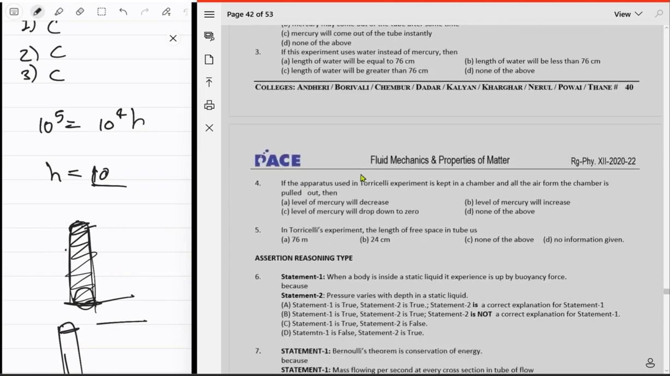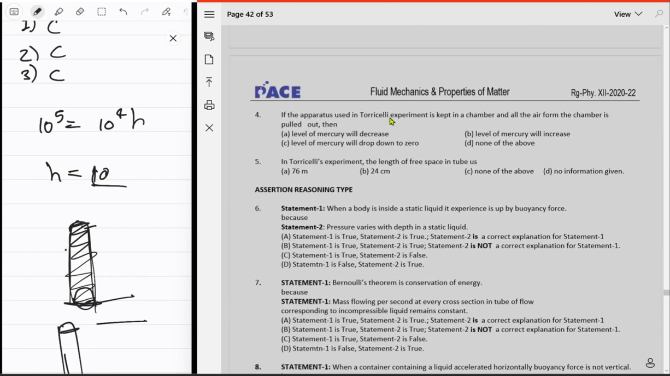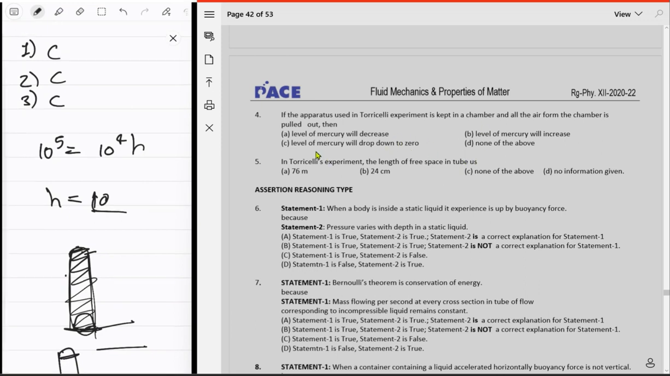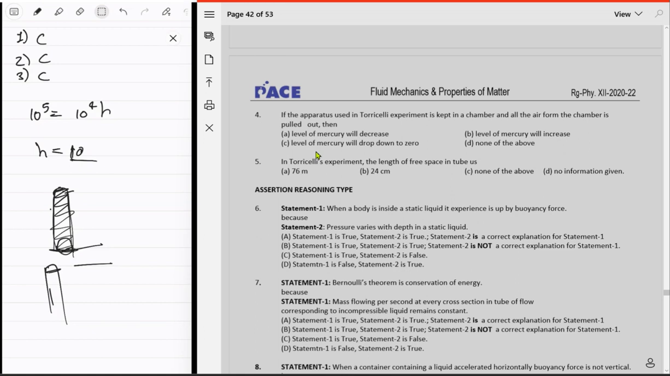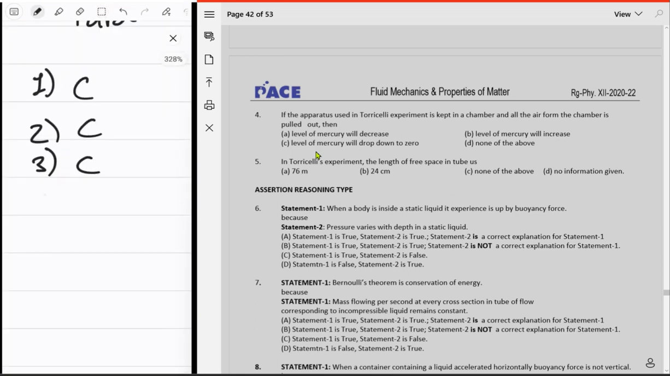Anyway, next, if the apparatus used for this experiment is kept in a chamber and all the air from the chamber is pulled out, then of course mercury will just come down. The level of mercury will become zero because all the air is gone. So that has to happen. Inside there's vacuum, outside there's also vacuum. So, right, C is the answer.